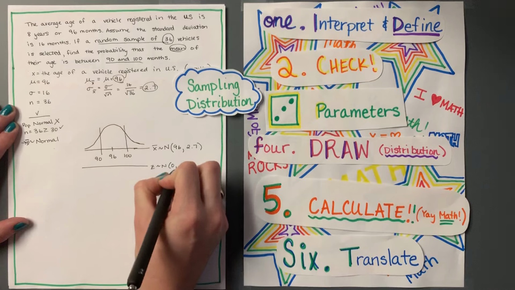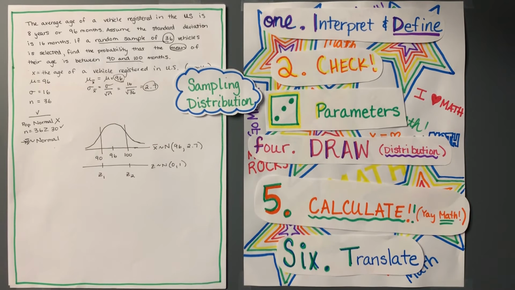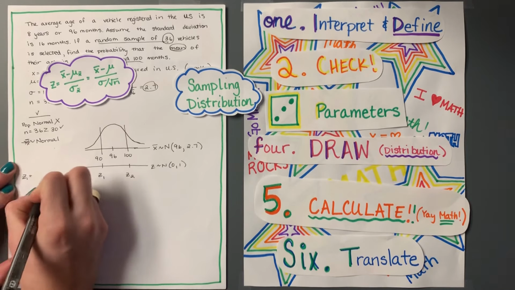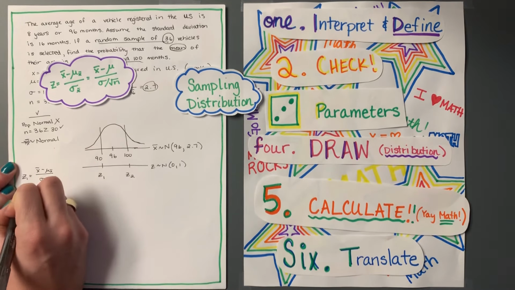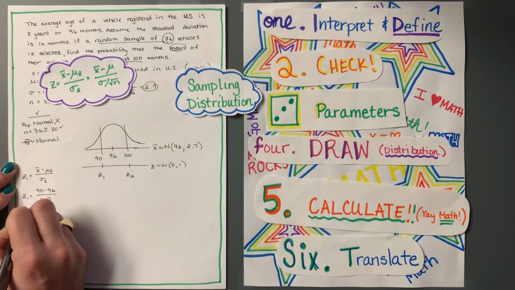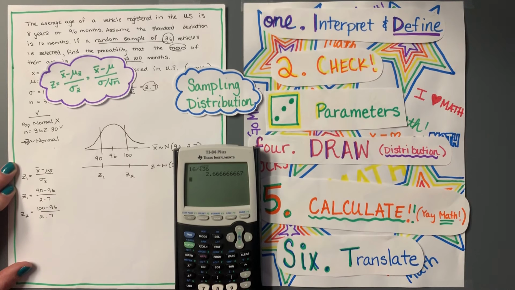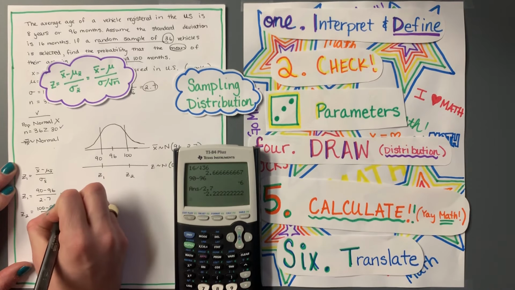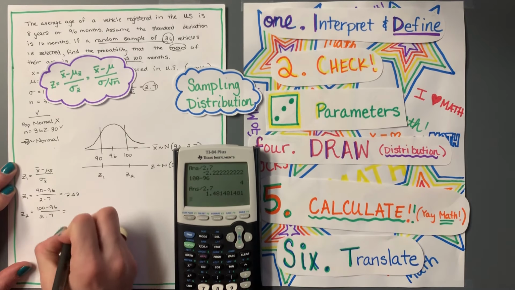I'm going to calculate my z values to go along with this, using my formula for calculating a z-score. So my z1 value is x bar minus mu sub x bar, divided by sigma sub x bar. For z1, it is 90 minus 96 divided by 2.7, and for z2, that is 100 minus 96 divided by 2.7. On my calculator, 90 minus 96 divided by 2.7 gives negative 2.22, and 100 minus 96 divided by 2.7 gives me 1.48.